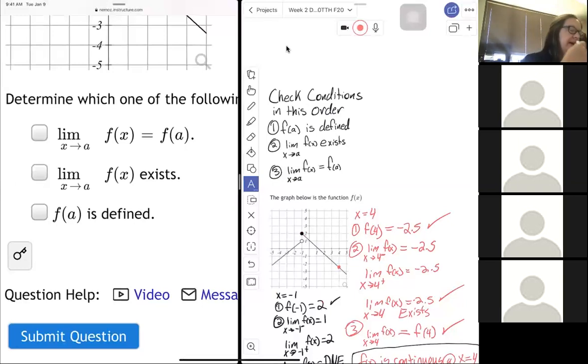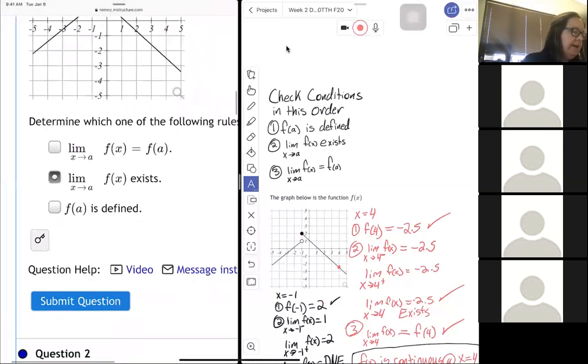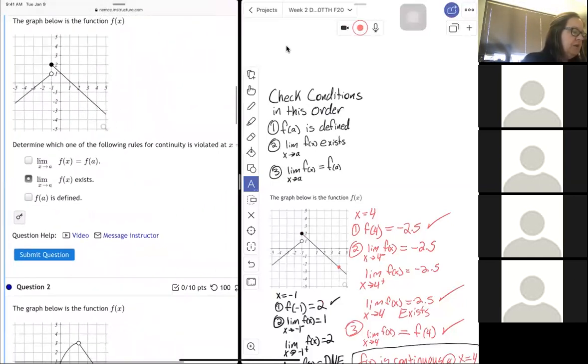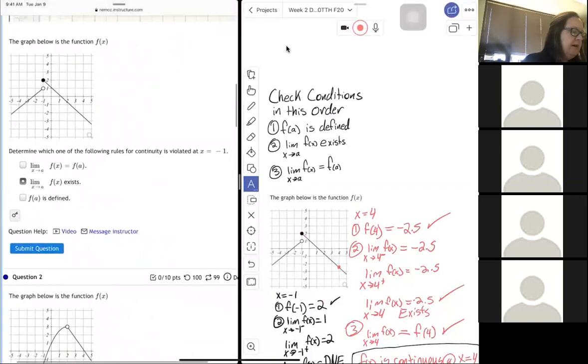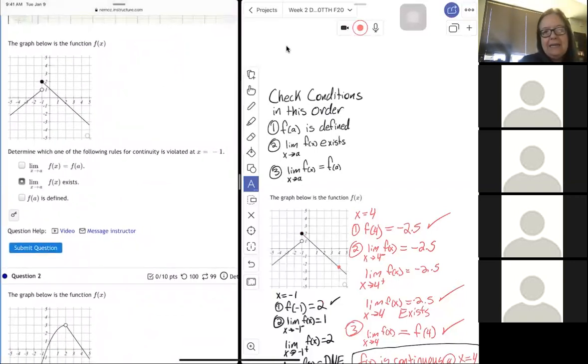Now in this particular case, since mine is second, I do check the one that says f of x exists. That's the one that's violated, okay? See the instructions, determine which one of the following rules for continuity is violated at x equals -1. That's what I'm looking for. So the fact that the two-sided limit does not exist, that's the first one of the three conditions that is violated, okay? So that's the one that I choose.